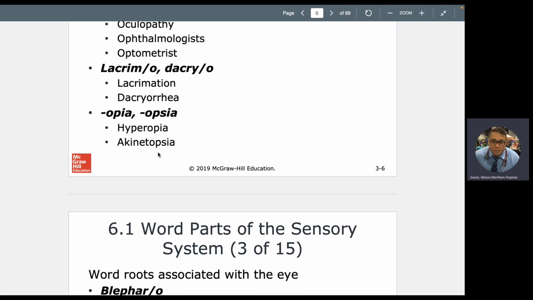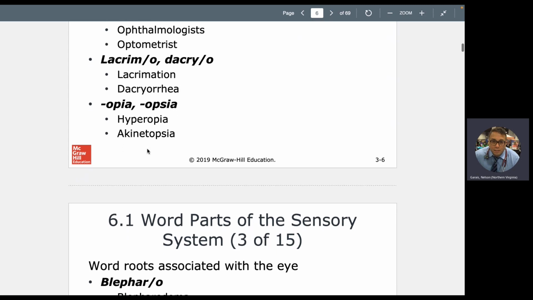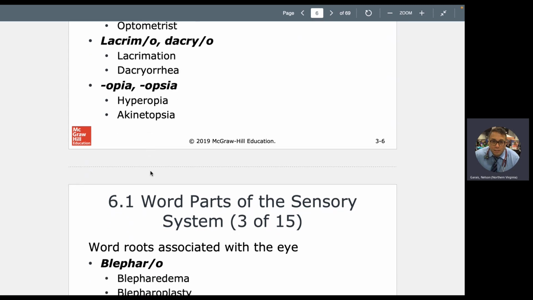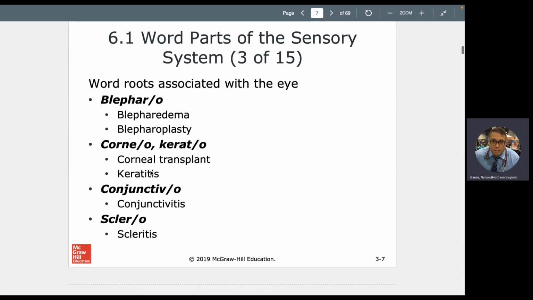Akinetopsia. It's not a common word, but we can break it down. Opsia, suffix that means vision. A means the prefix that means no or not. Kinetic, movement. So it is vision with no movement. So it means that you're going to have a problem with the movement of your eyes.